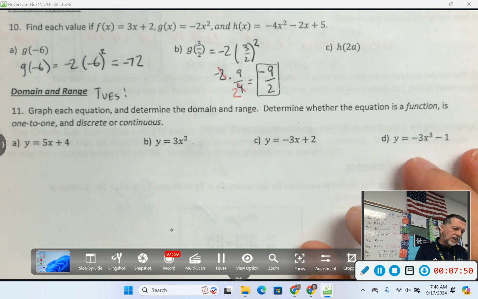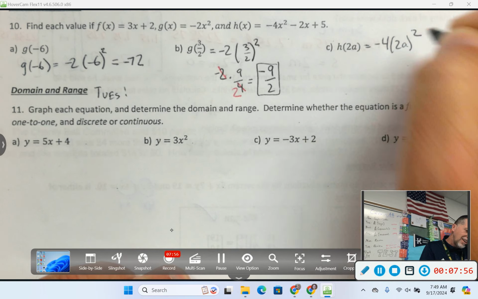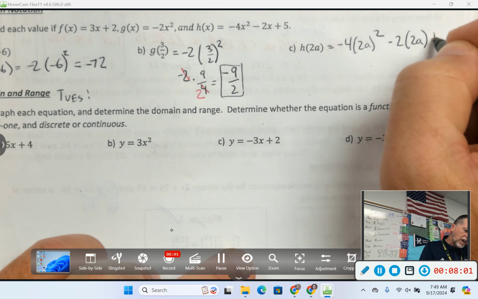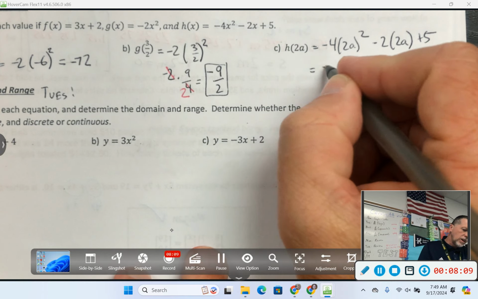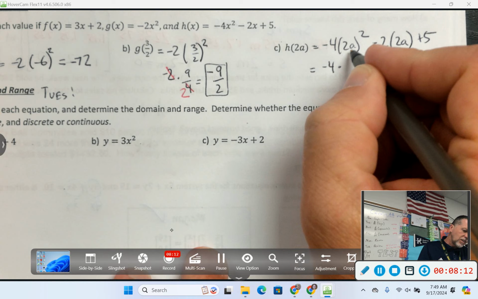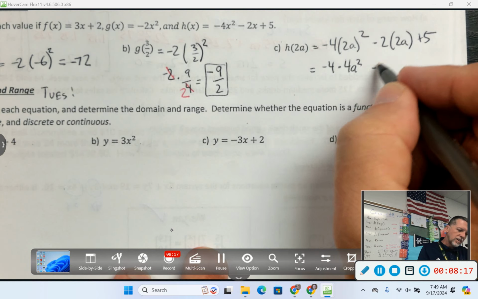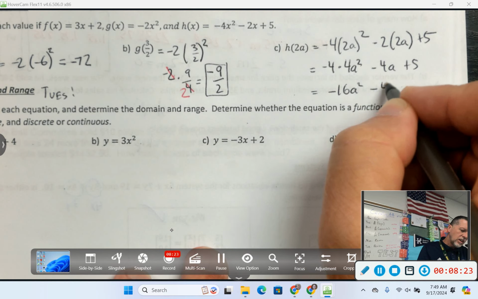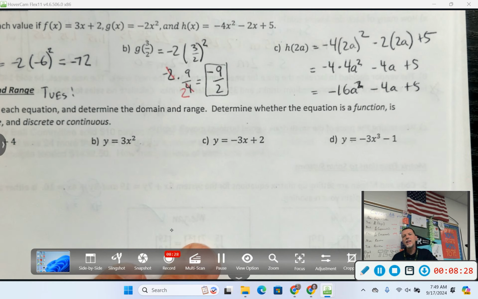Which one do you hate? C? H of 2a. The square of 2a times negative 4 minus 2 times 2a plus 5. Be careful, make sure you square the 2 and the a. The square of 2a is 4a squared. So negative 16a squared minus 4a plus 5. And that's it. So that wasn't bad.